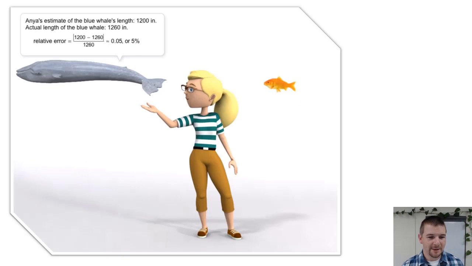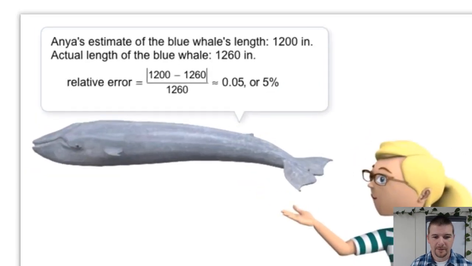Anya's estimate of the blue whale's length, 1,200 inches. The actual length of the blue whale, 1,260 inches. So in order to find the relative error here, we're going to apply the absolute value. Let me zoom in. The absolute value of her estimate, 1,200, minus the actual length, 1,260, divided by the actual length, 1,260. That works out to be about 0.05, which we can write as 5%.